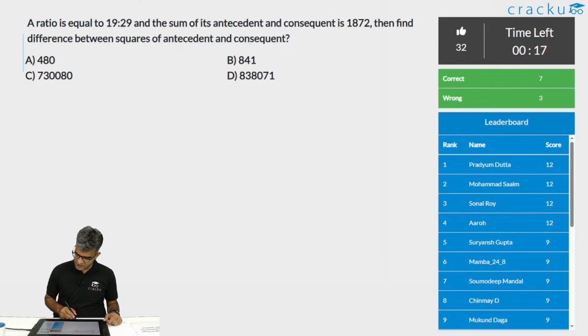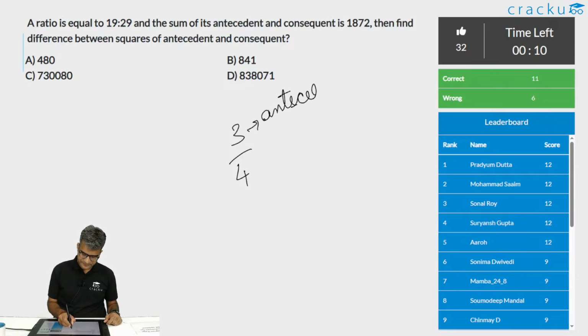Okay, antecedent and consequent. Akshit is asking. If you have a ratio, like say 3:4, this is the antecedent and this is the consequent.